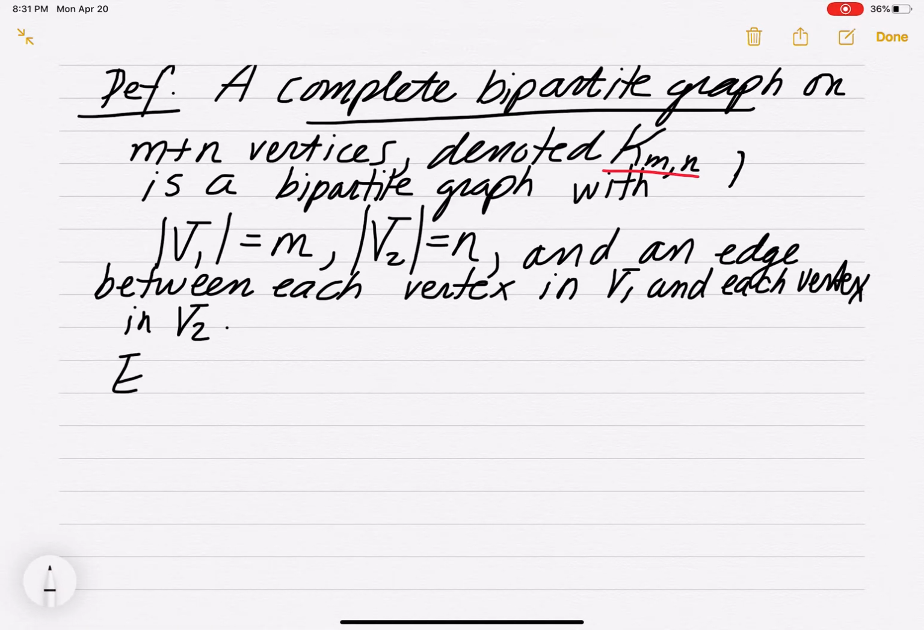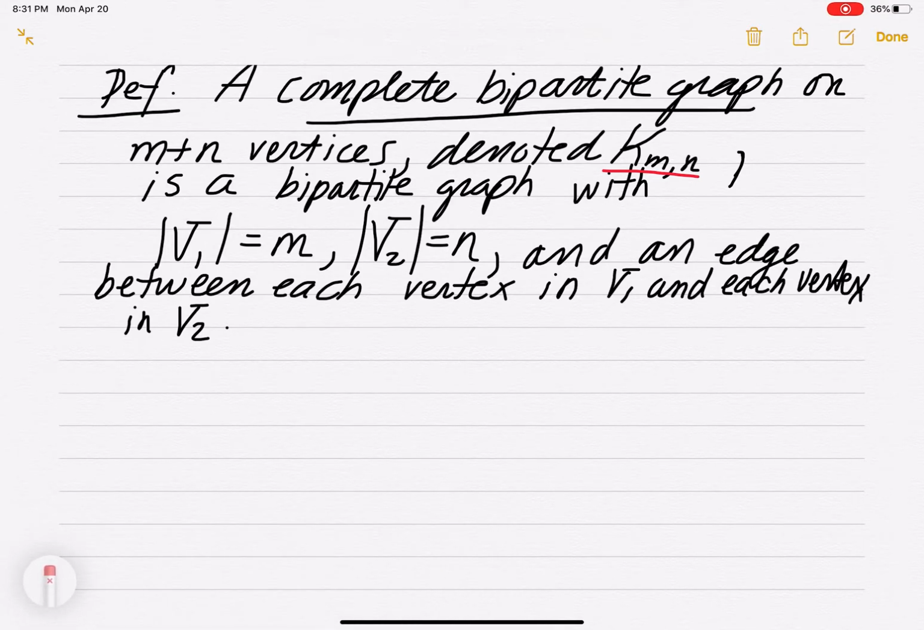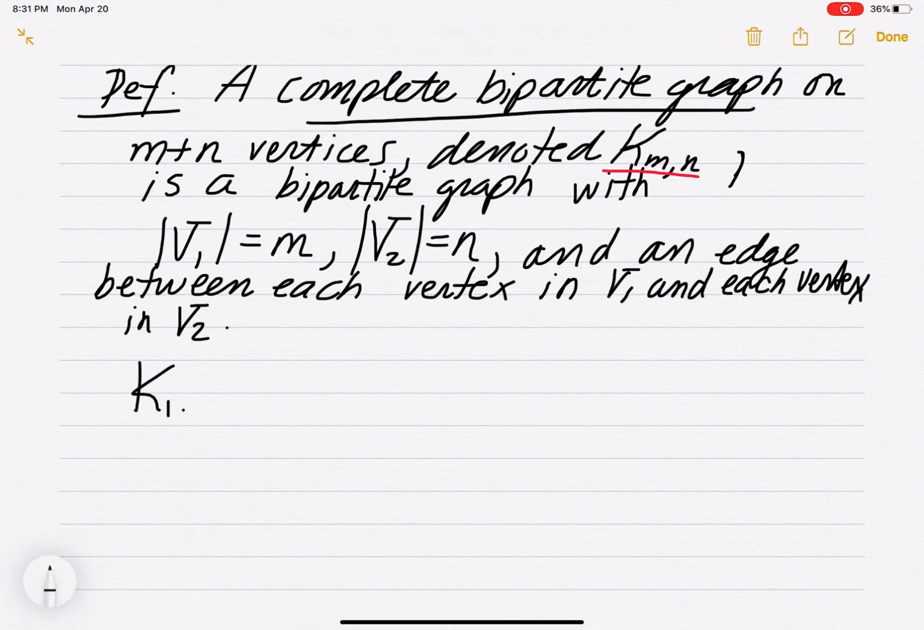Let's just look at some examples. Here I'm going to write K_{1,1}. On the left side, this is my V1, and I'm going to have one vertex. On the right side, this is my V2, and I'm going to have one vertex. Then we just connect every pair of vertices between the left side and the right side. So that's what K_{1,1} looks like.